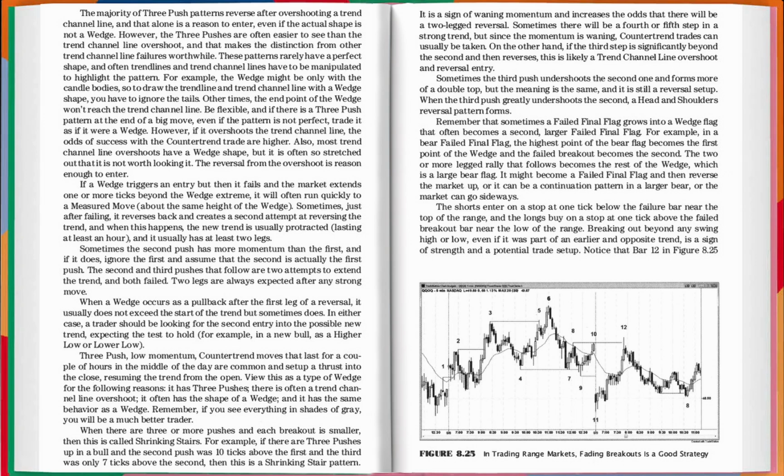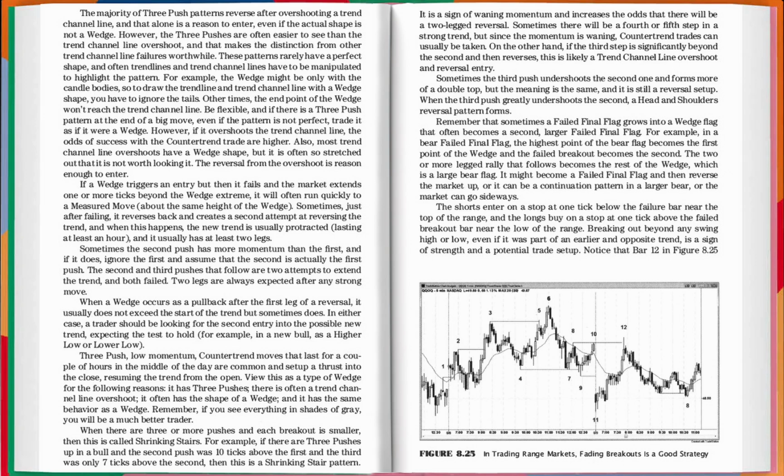It might become a failed final flag and then reverse the market up, or it can be a continuation pattern in a larger bear, or the market can go sideways. The shorts enter on a stop at one tick below the failure bar near the top of the range, and the longs buy on a stop at one tick above the failed breakout bar near the low of the range. Breaking out beyond any swing high or low, even if it was part of an earlier and opposite trend, is a sign of strength and a potential trade setup.